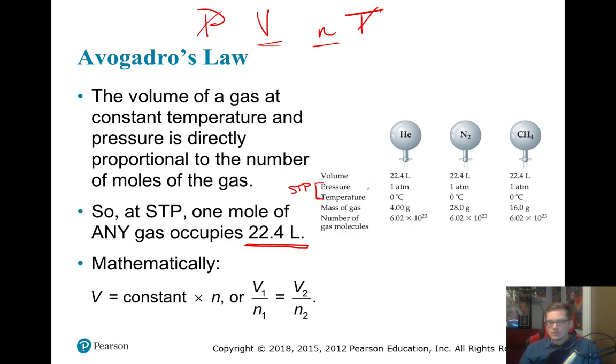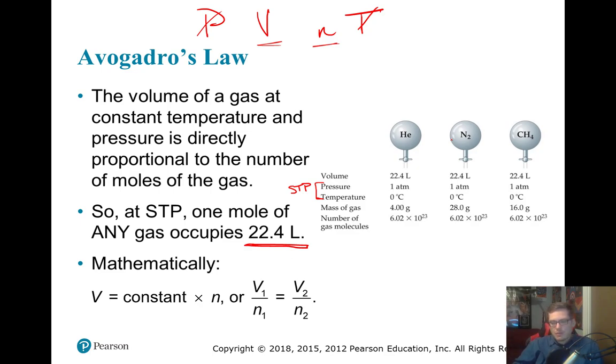Kelvin. All right, so it doesn't matter what kind of gas you have in it, how dense it is, how much mass it has, how complex it is. As long as it's a gas at STP, it's always going to take up 22.4 liters. Okay, and that's actually quite a big space, right? A 2-liter bottle of pop is that big. 22.4 liters would be 12 of those and then some.